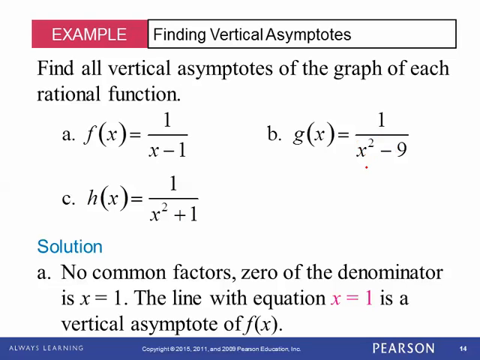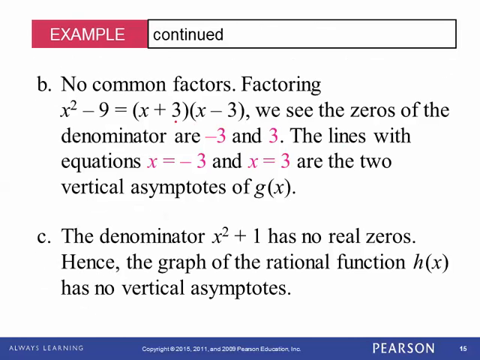For b, you have to split this off. So how many vertical asymptotes do I have? 2. One is at x equals 3. One is at x equals negative 3. Got 2 of them there this time. Okay, the next one.